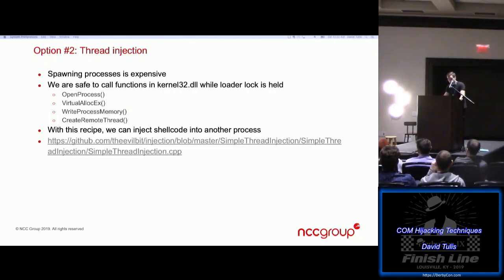We can't load any libraries in loader lock. We're going to be limited to what's already loaded into the process's memory space. But we know that kernel32.dll, that's always going to be loaded. And this gives us quite a few functions we can use, say, to get a handle on a process, maybe allocate a chunk of memory, write some shellcode to that memory block, and then create a new thread. You know, everything that we need to do for shellcode injection into another process.